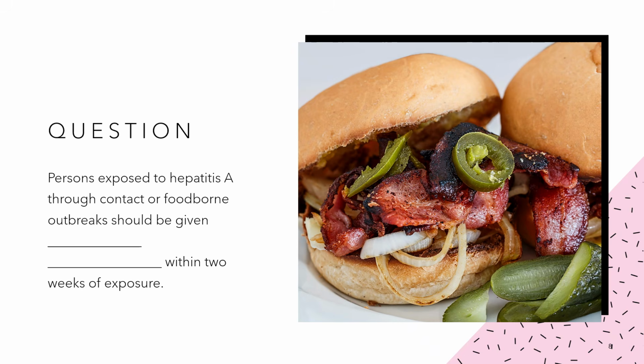Right, persons exposed to Hep A through contact or food-borne outbreaks should be given what within 2 weeks of exposure? Well, we'd want to give them the immune globulin. It contains antibodies that help protect against various diseases. Both Hep A vaccine and immunoglobulin are used to prevent Hep A infection after exposure to an infected person. It can be given before and after exposure. We usually give the Hep A vaccine or the immunoglobulin within 14 days of exposure to reduce severity or prevent infection.